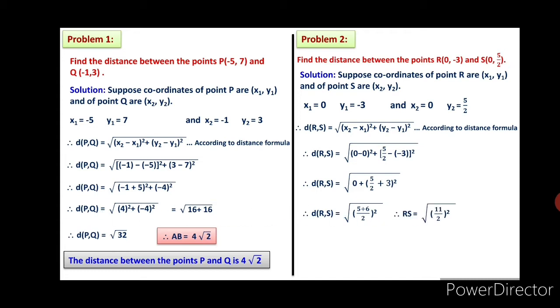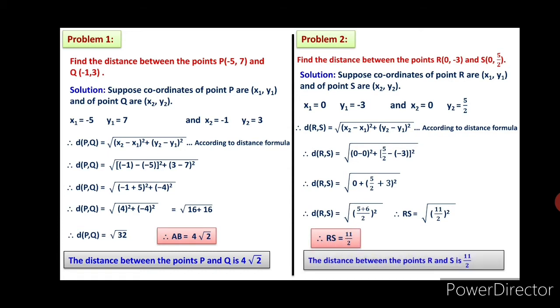So that will be distance RS equal to under root of (11/2)². You can take the square root. At that time you are getting RS is equal to 11/2. So the distance between the points R and S will be 11/2. Now we'll consider the third problem.